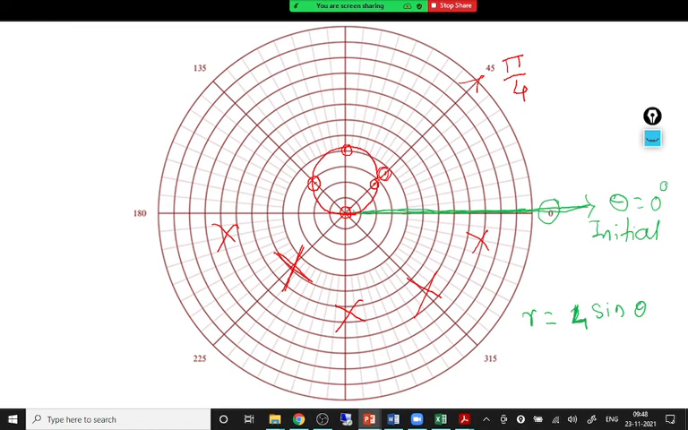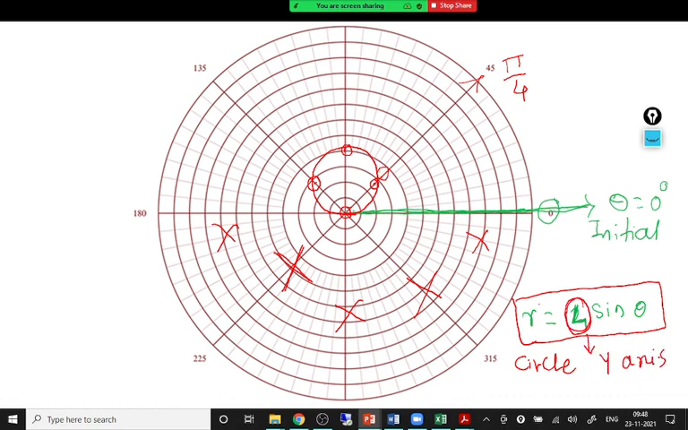What is this curve? This curve r equal to 4 sine theta is actually a circle. This is a circle whose diameter is 4, on the y-axis. So right now, you don't have to plot this curve in an exam this way by plotting these points.